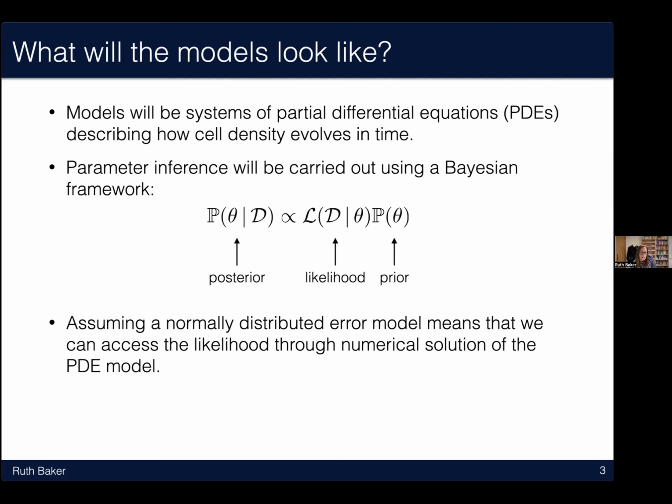One of the nice things about having a PDE model is that if you have a sufficiently simple model for the measurement error, then you can access the likelihood through numerical solution of that PDE model. So in particular here, I'm just going to assume that any observations I have are generated through solution of the model with a Gaussian error or a Gaussian random variable added. Okay, so that's the setup we're interested in.